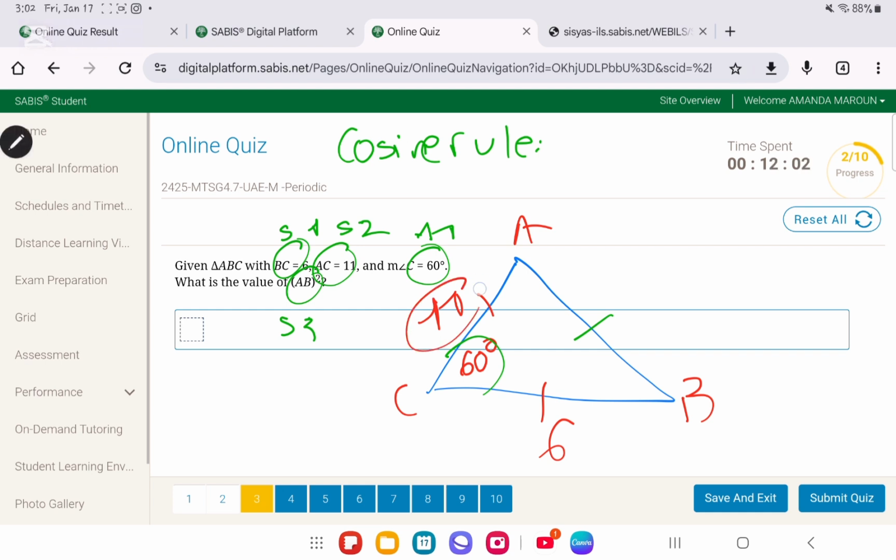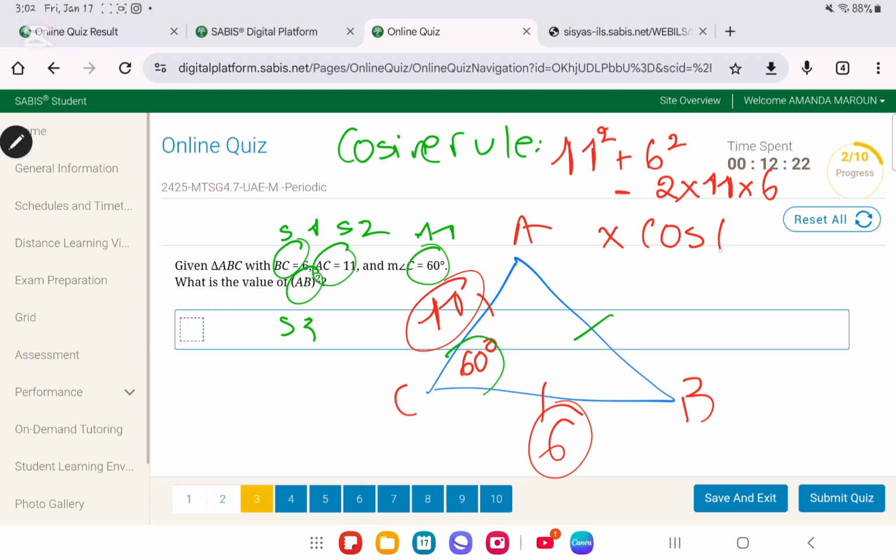What we are going to do first is we're going to take any of the sides. So 11, we are going to square it. We are going to add it to the other side, which is 6, and we are going to square it. Then we are going to subtract it from 2 times both of the sides, which is 2 times 11 times 6. Then we are going to multiply it by cosine of the angle in between them, which is 60 degrees. So if you do it on the calculator, it's going to be 11 squared plus 6 squared minus 2 times 11 times 6 times cosine of 60, and it will give us a value of 91.